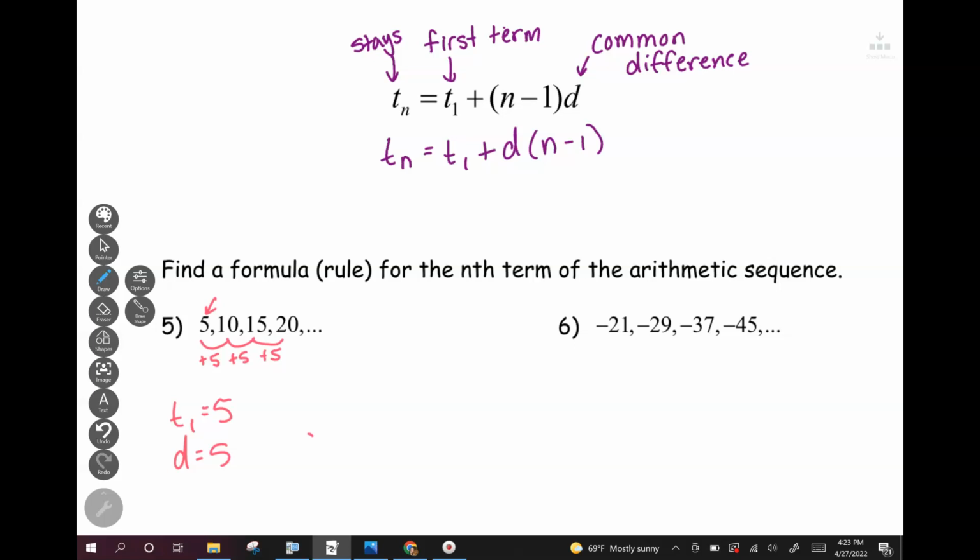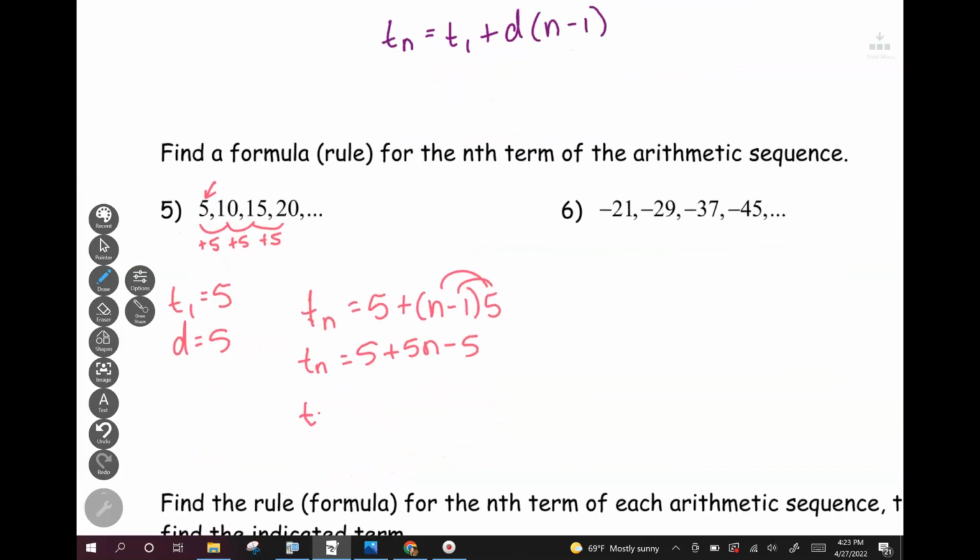So now I can write my formula. T sub n equals 5 plus n minus 1 times 5. Again, you could have written that 5 in the front. I just got so used to writing it at the back that that's the way I tend to do it. But you can write it in front of the parentheses. Now distributing the 5 here, I want to simplify my equation. So 5 minus 5 cancels, and I just have 5n.